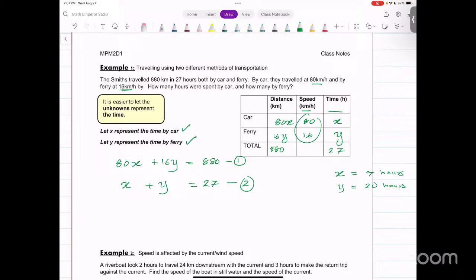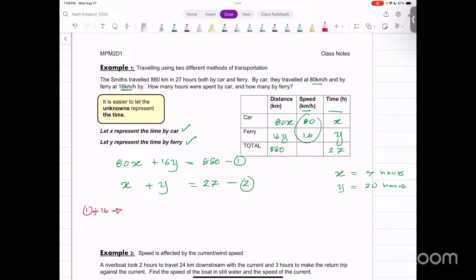All right. So, Varsha, did you get the same number? I haven't finished it yet. Okay. I'm going to do something here. I'm going to divide equation number 1 by 16. So let's see what will happen.